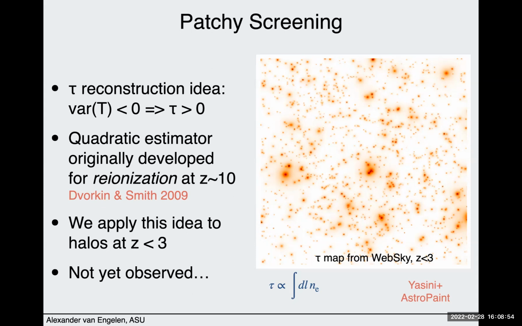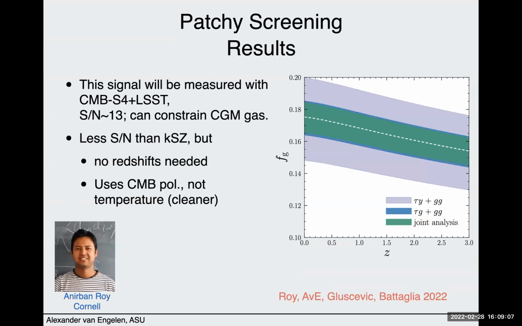This quadratic estimator was developed a long time ago, but for looking at a different effect, reionization at redshift 10. We're looking at this at lower redshift halos, redshift less than 3. It's never been observed. But we had a theory forecasting paper led by Anirban, who's a postdoc at Cornell, showing that this will be observed with LSST together with CMB-S4. The idea would be to make an image of those electrons and then correlate that with the locations of galaxies from the LSST survey. And we will measure that, according to our paper.